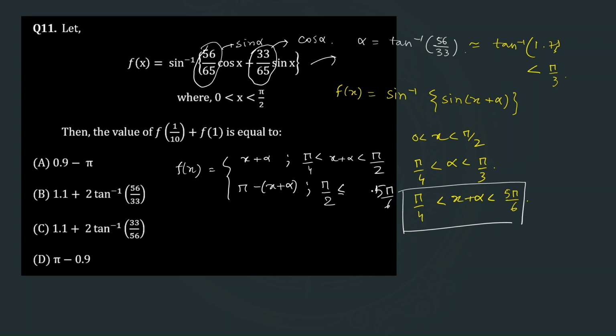Now we have to find the value of f of 1 by 10. So we can say from here that alpha lies between pi by 4, which is approximately 0.78, and pi by 3, which is approximately 1.05. So if we put x equal to 0.1, this becomes 0.1 plus alpha, which lies between 0.88 and 1.15.